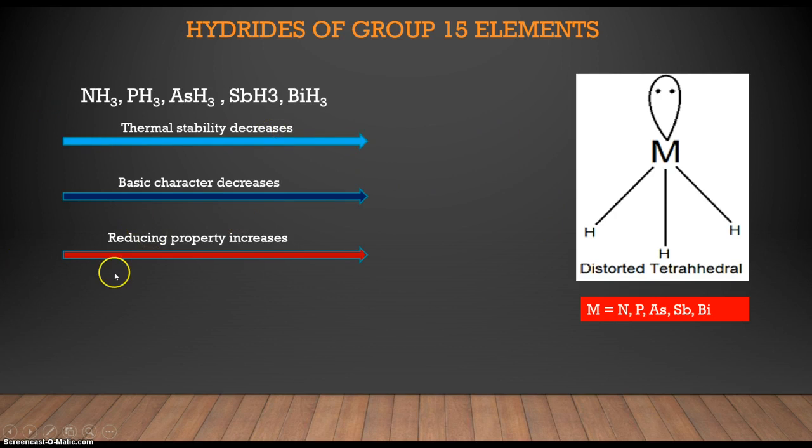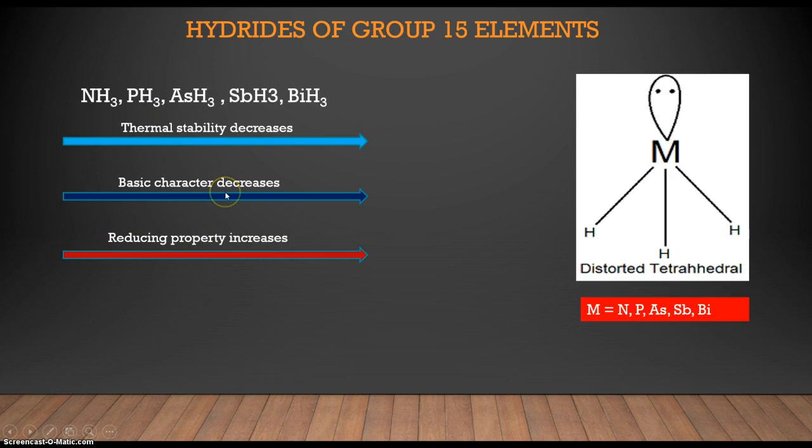Now we are going to discuss the reducing property. What is the variation of reducing property? For the same reason, we can explain that as the size increases from nitrogen to bismuth, MH bond strength decreases, and the electrons of this MH bond will be more available to reduce other compounds. For this reason, as we move from NH3 to BiH3, the reducing property increases.